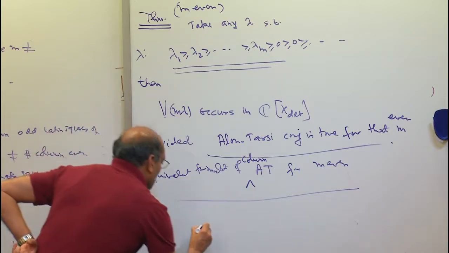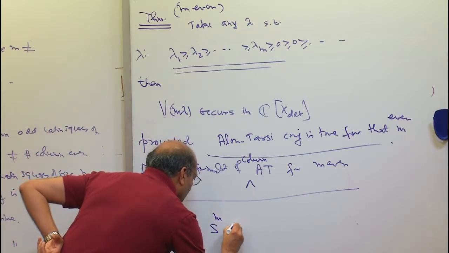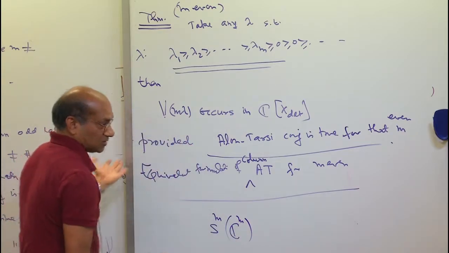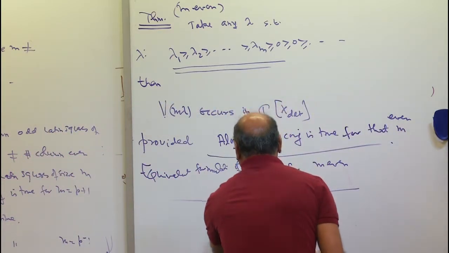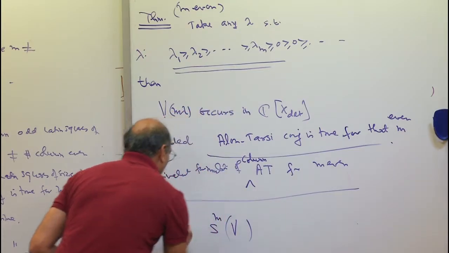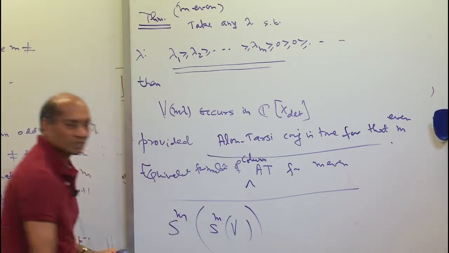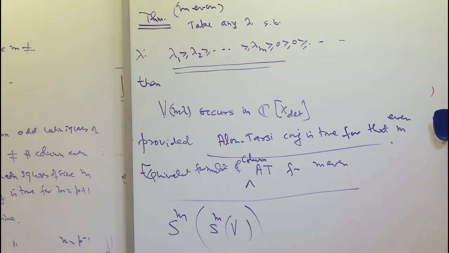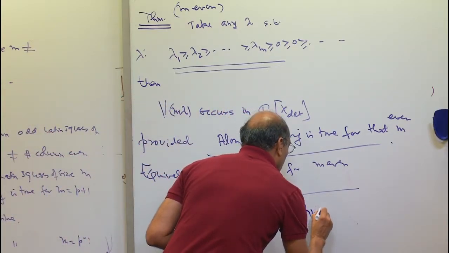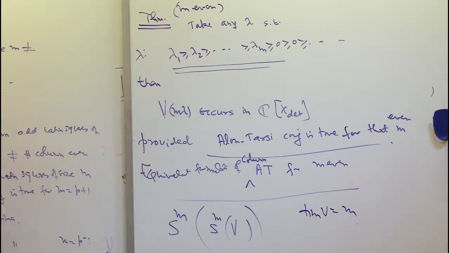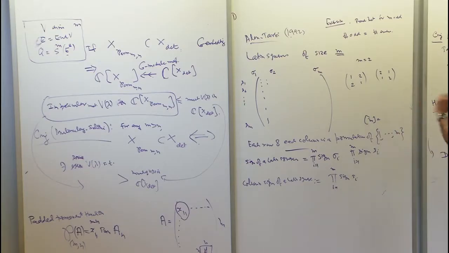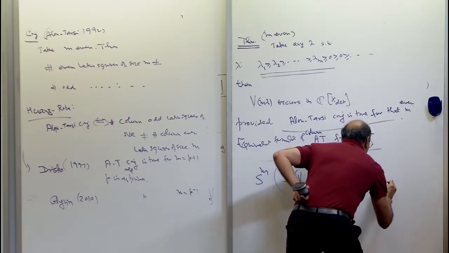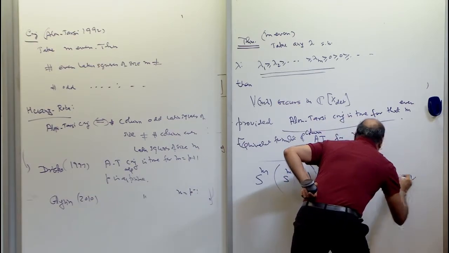So this is the same M. Let's take SM of CM, which was V for me. So let's take V, and let's take the mth symmetric power of V. Keep in mind that the dimension of V is M. Now, let's choose a basis, which I already chose at some point, and I called it E1 through EM of V.